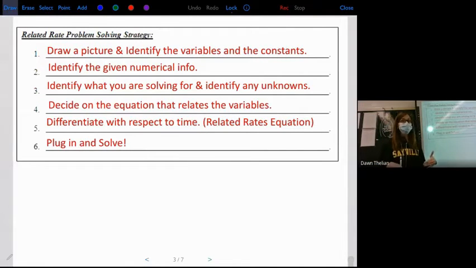Once you do that, you take its derivative with respect to time. That's what we just practiced, the related rates equation. Then you're going to plug everything in and solve.